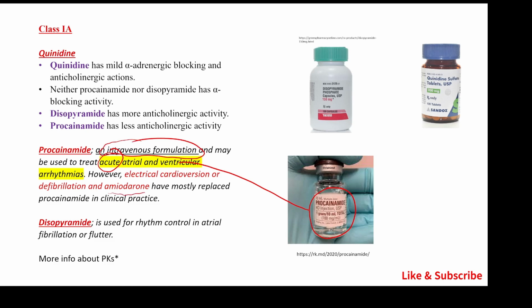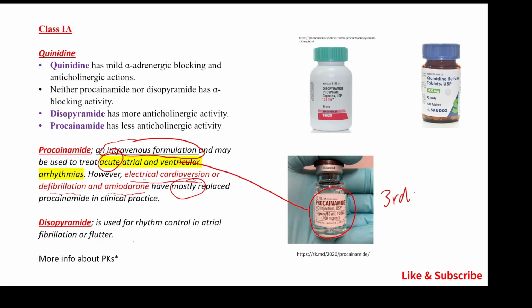We go with amiodarone or electrical cardioversion or defibrillation. So we go with the alternative option here, electrical cardioversion or defibrillation, and amiodarone is the most preferred approach here. We don't recommend procainamide. So procainamide could be the second or third option for cardiac arrhythmias. The first option will be defibrillation.